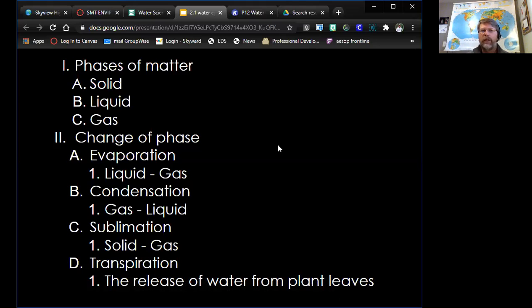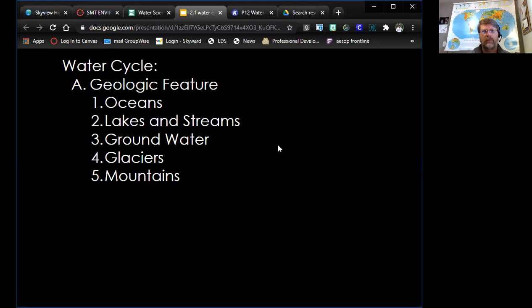Okay, so evaporation, liquid to gas; condensation, gas to liquid; sublimation, solid to gas; and then transpiration, it's a little bit more complicated. It's coming through the plant and then it's being released as a gas.